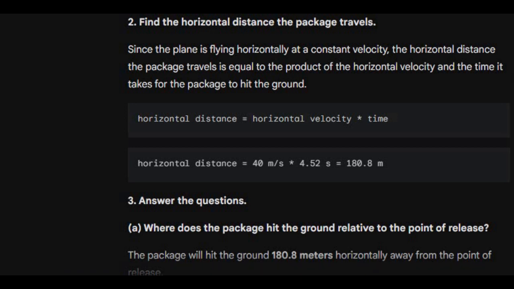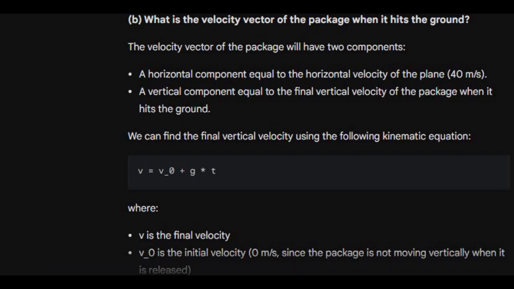3. Answer the questions. A. Where does the package hit the ground relative to the point of release? The package will hit the ground 180.8 meters horizontally away from the point of release. B. What is the velocity vector of the package when it hits the ground? The velocity vector of the package will have two components. A horizontal component equal to the horizontal velocity of the plane, 40 meters per second. A vertical component equal to the final vertical velocity of the package when it hits the ground.